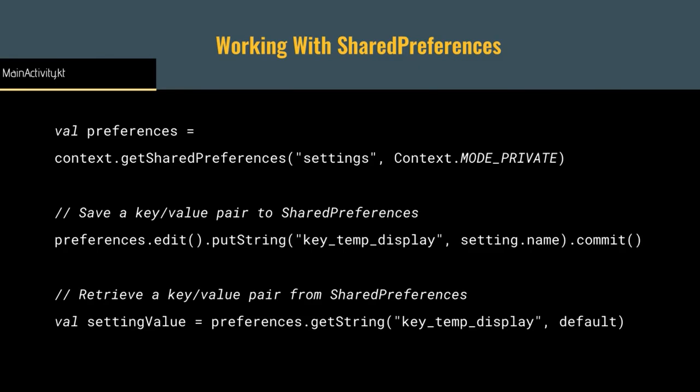Now to retrieve a value, we can say preferences.getString and pass in our key, and it'll go into that file and look for whatever value is there. If it doesn't find that value, we can specify a default so that we have some type of default returned to us and know that we have something to work off of.